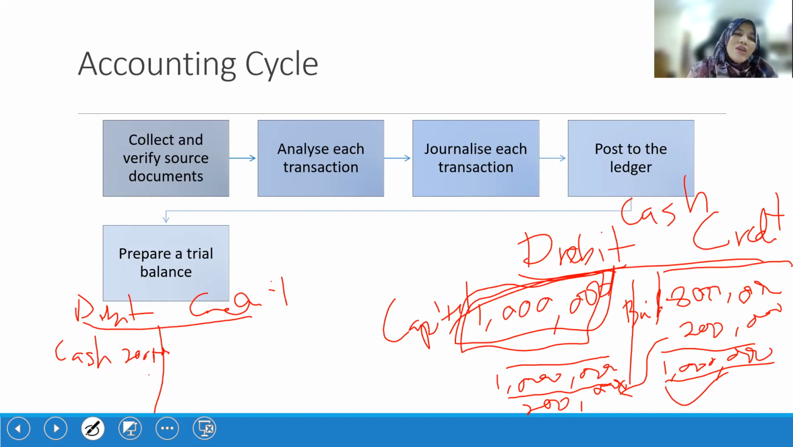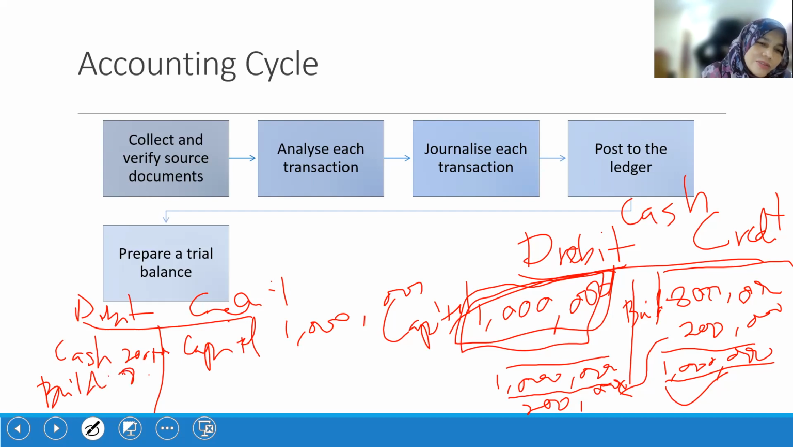And then the trial balance means that at the end of the period, for example one month or 6 months, the list of accounts will be presented in a trial balance. They will compile all the accounts. For example, here it will be capital. The capital will be on the credit side, capital 1 million. And then here the building will be on the debit side, 800,000.